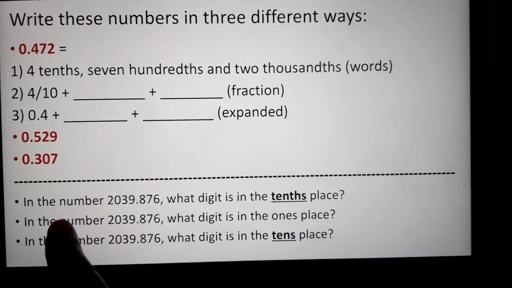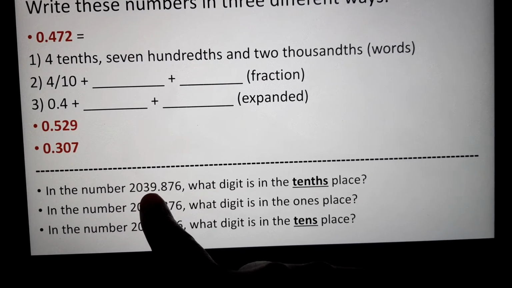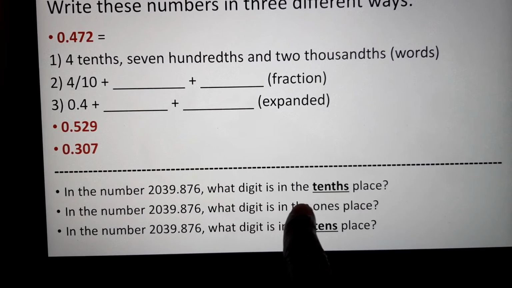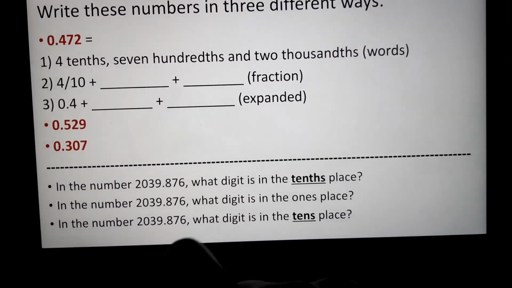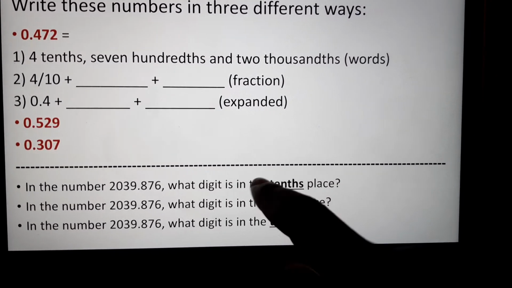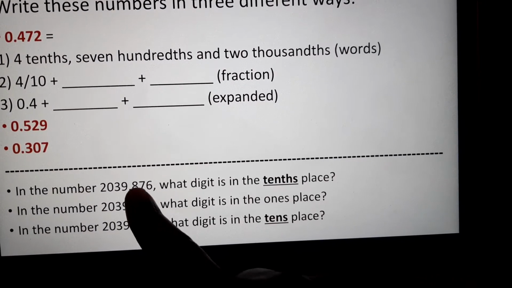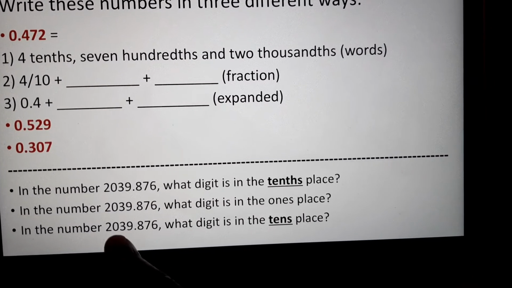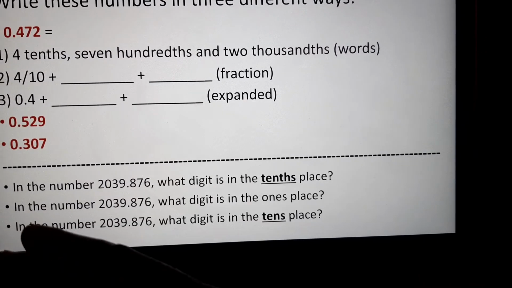Now with this one down here, in the number 2039.876, what digit is in the tenths column? I know you can work this out easily by putting the numbers in your place value grid. But I wanted you to be very careful, because this one says tenths, which means we're looking at the numbers after the decimal, and this one right here says tens. So we're looking at the numbers before the decimal, which comes in the whole number section.